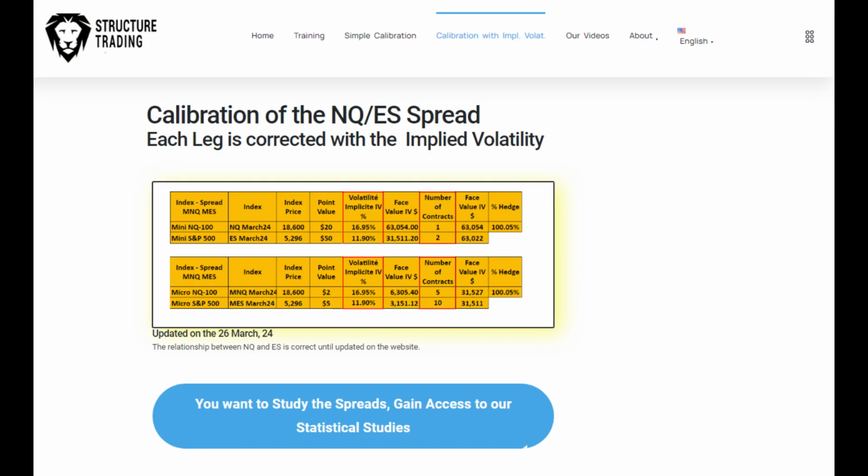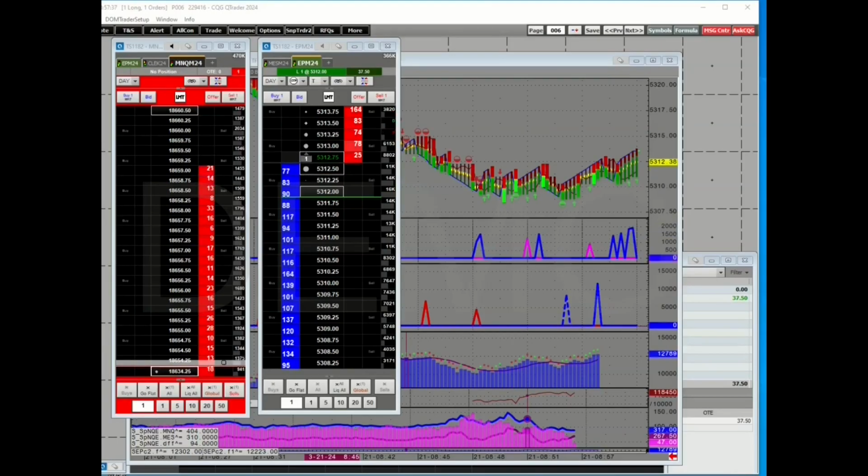And then we understand what is the perfect calibration that we need for one E-mini S&P, which is equivalent to 10 micro E-mini S&P. For one quantity of E-mini S&P, we need to hedge half the quantity of MNQ. This means that for our example, we will need 5 MNQ for our one E-mini S&P, which is equivalent to 10 micro E-mini S&P.